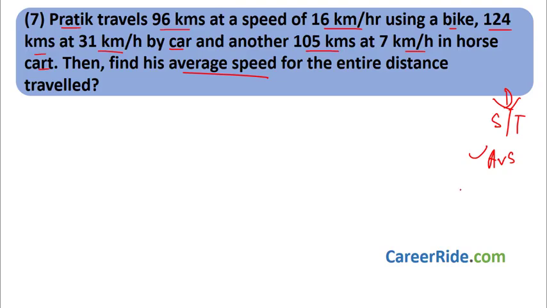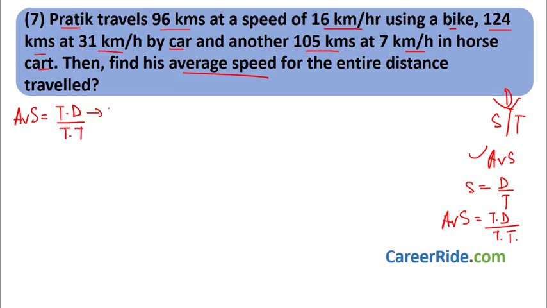What is the formula for average speed? Normal speed is distance upon time. So average speed is total distance upon total time. What is the total distance? Let us see. First we will write average speed equal to total distance upon total time.